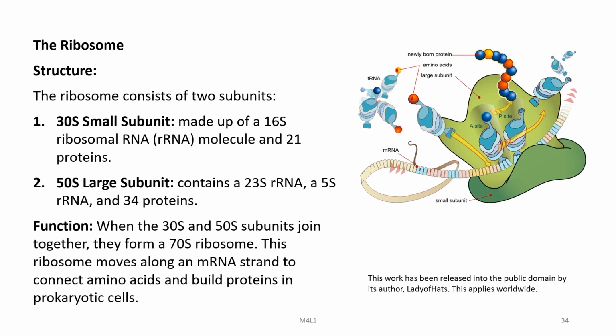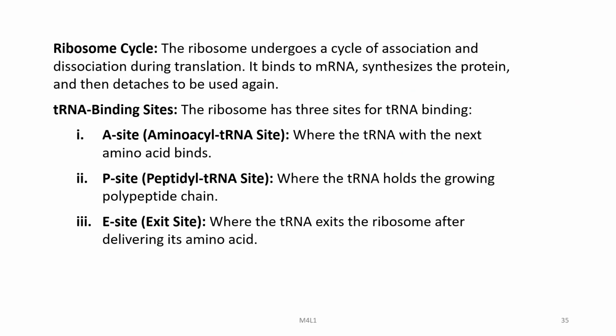When the 30S and 50S subunits join together, they form the 70S ribosome. This ribosome moves along an mRNA strand to connect amino acids and build proteins in prokaryotic cells. The ribosome undergoes a cycle of association and dissociation during translation. It binds to mRNA, synthesizes the protein, and then dissociates to be used again. So, this we call the ribosome cycle.